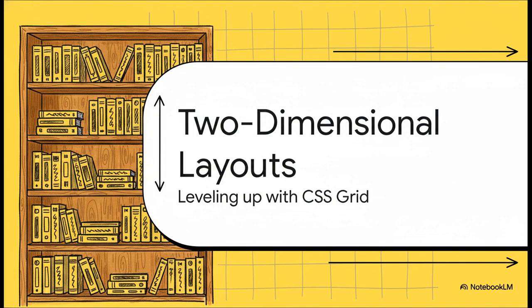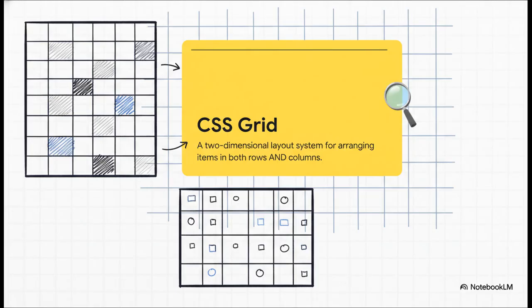If Flexbox helped us organize all the books on a single shelf, CSS Grid is what we'll use to build the entire bookcase. It's designed from the ground up to handle layouts in 2 dimensions, rows and columns, all at the same time. And there it is, the huge difference. Grid is all about 2-dimensional control.